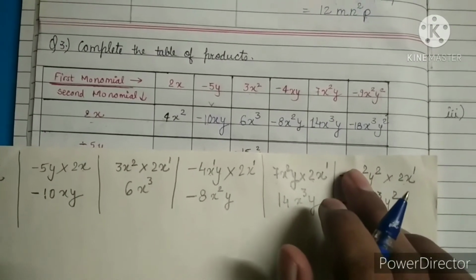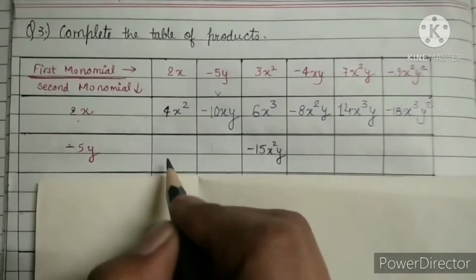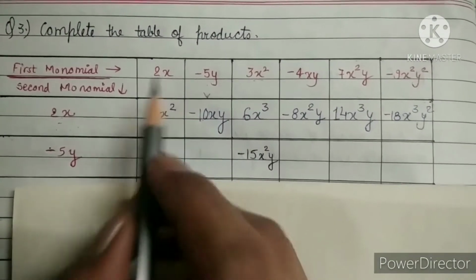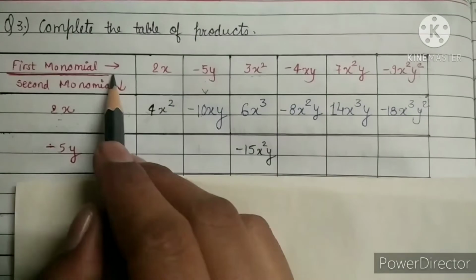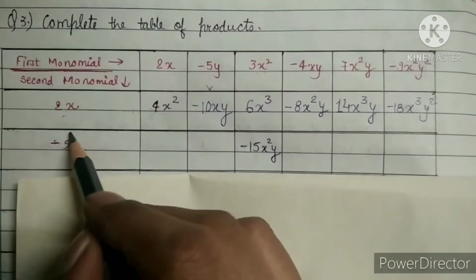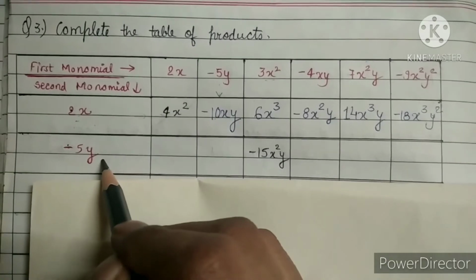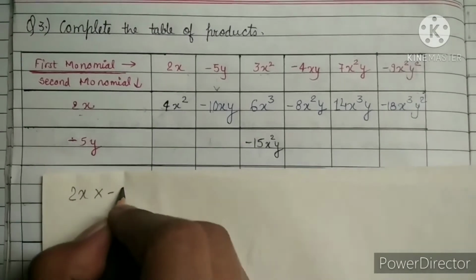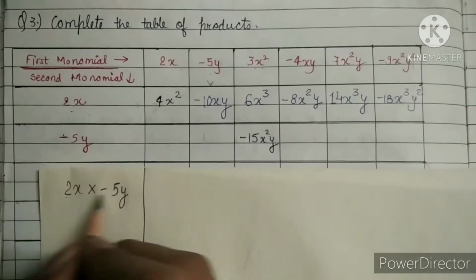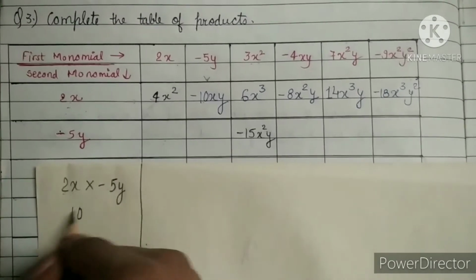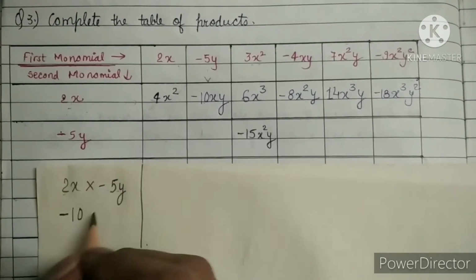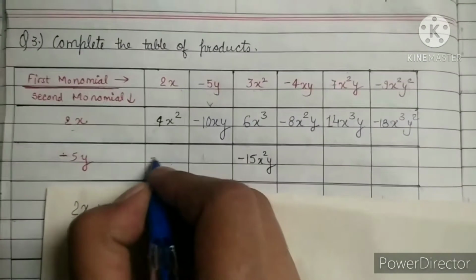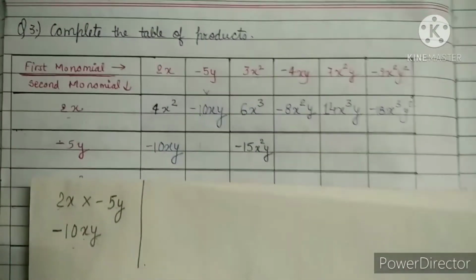Let's see the next row. In the next row, this cell is empty. This cell is made by 2x and minus 5y. It means these are the first monomial and second monomial is this minus 5y. So for this cell 2x will be the first, so 2x will multiply by minus 5y. So 2 5s are 10. One is negative, so negative will come here. X and y are totally different from each other, so they will remain same. So its answer is minus 10xy.